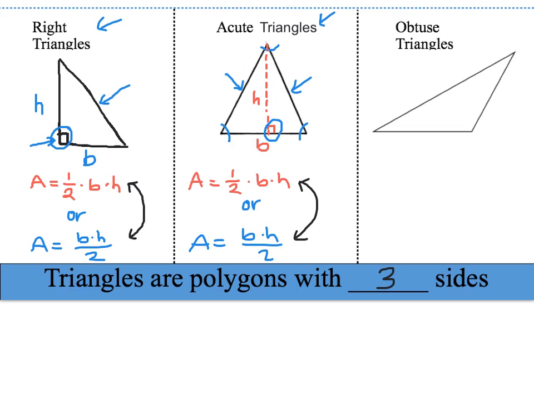So now let's talk about an obtuse triangle. An obtuse triangle has at least one angle that is more than 90 degrees. So this angle right here would be greater than 90 degrees. This one's less than 90 degrees. This one's less than 90 degrees. So let's go ahead and take a look at what we have.